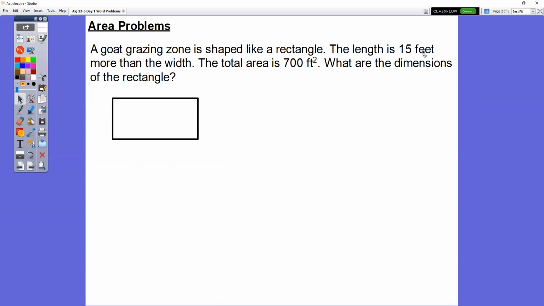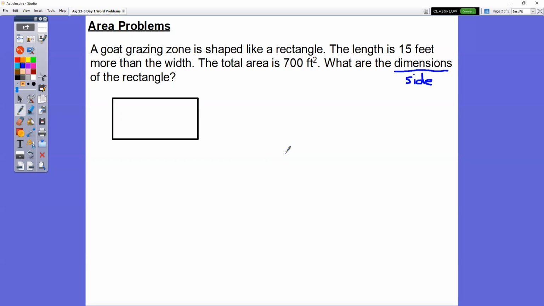So the goat grazing zone is shaped like a rectangle. The length is 15 feet more than the width. The total area is 700. What are the dimensions? Now, this word screws up people every single year. A dimension is just like the length of a side. So what are the lengths of the sides of the rectangle?